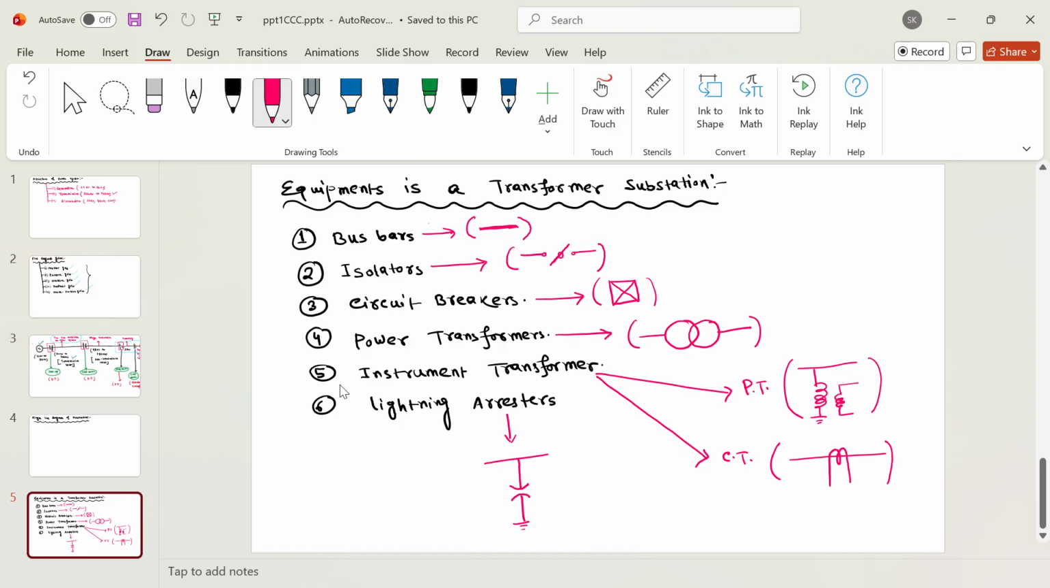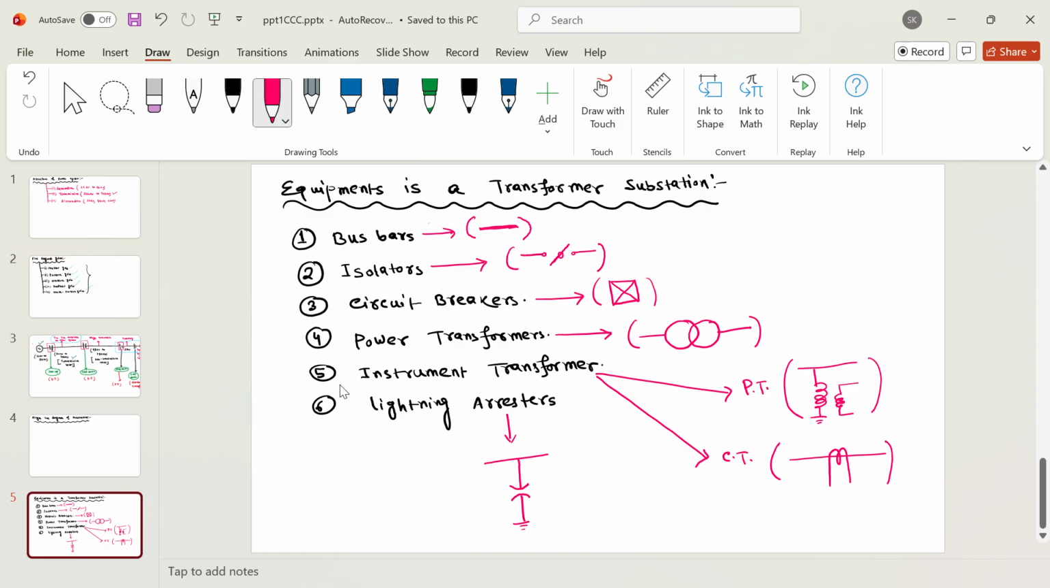Okay, and these CT and PT inputs are also required for the relay, because the relay is, we can say, the brain of a circuit breaker. Depending on the voltage or current signals, if there is any abnormality, the relay sends the trip signal to the circuit breaker and it trips.